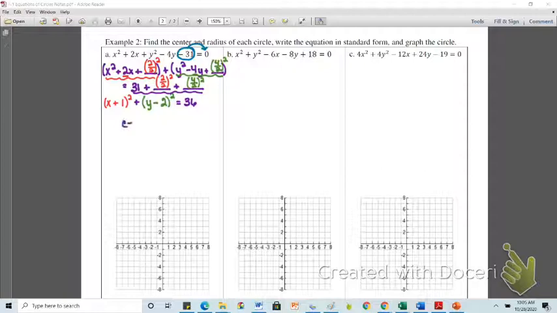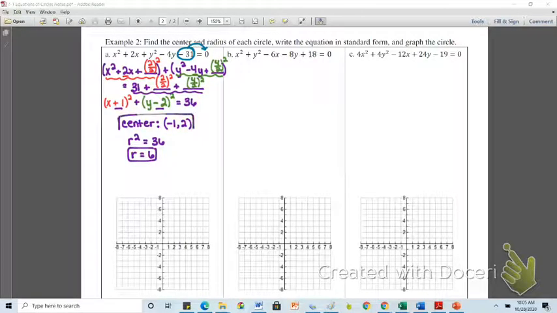So my center, again, it's the opposite of these. So it's negative 1, 2. My radius, so my r squared is 36. Therefore, my radius is 6.